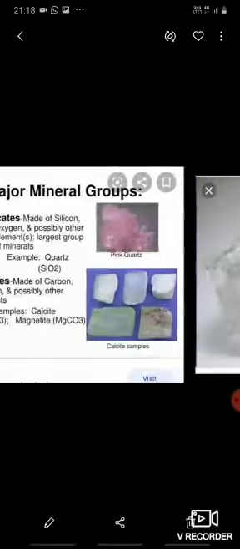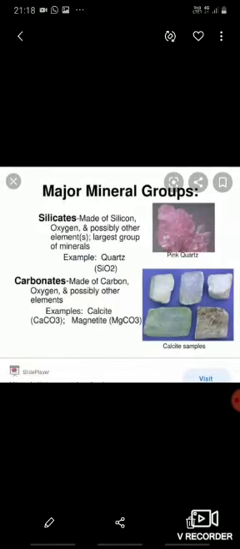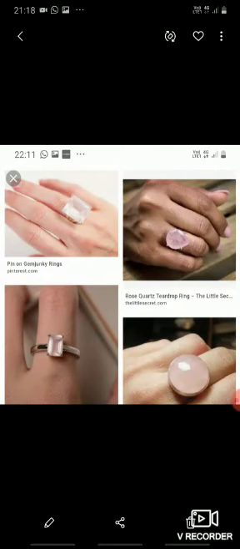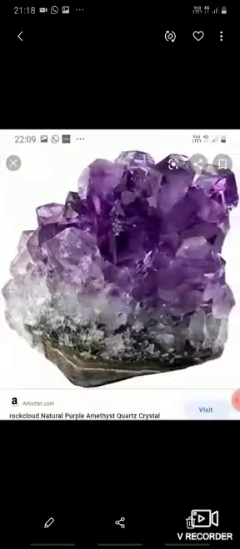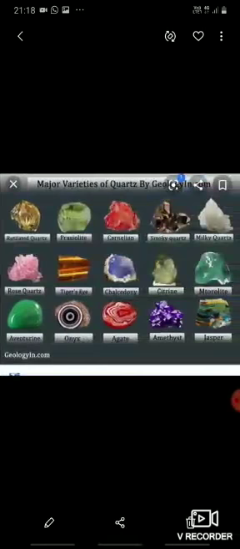Another one is pink quartz. Pink quartz is used in ornaments, making rings and all. It's also semi-precious. Amethyst is a naturally pure crystal quartz. The blue colored minerals present in ornaments are amethyst. These are other major varieties of quartz.